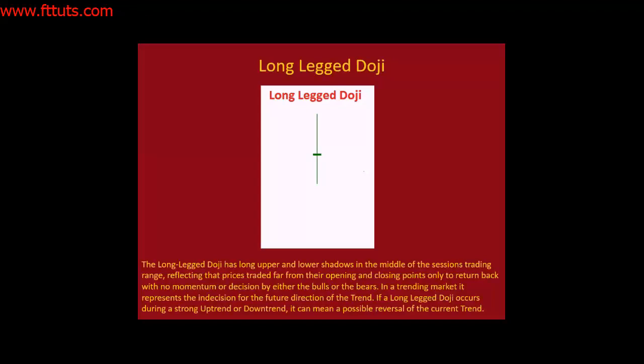Long-legged doji. The long-legged doji has upper and lower shadows in the middle of the session trading range, reflecting that price traded far from their opening and closing points, only to return back with no momentum or decision by either the bulls or the bears. In a trending market, it represents the indecision for the future direction of the trend. If a long-legged doji occurs during a strong uptrend or downtrend, it can mean a possible reversal of the current trend.